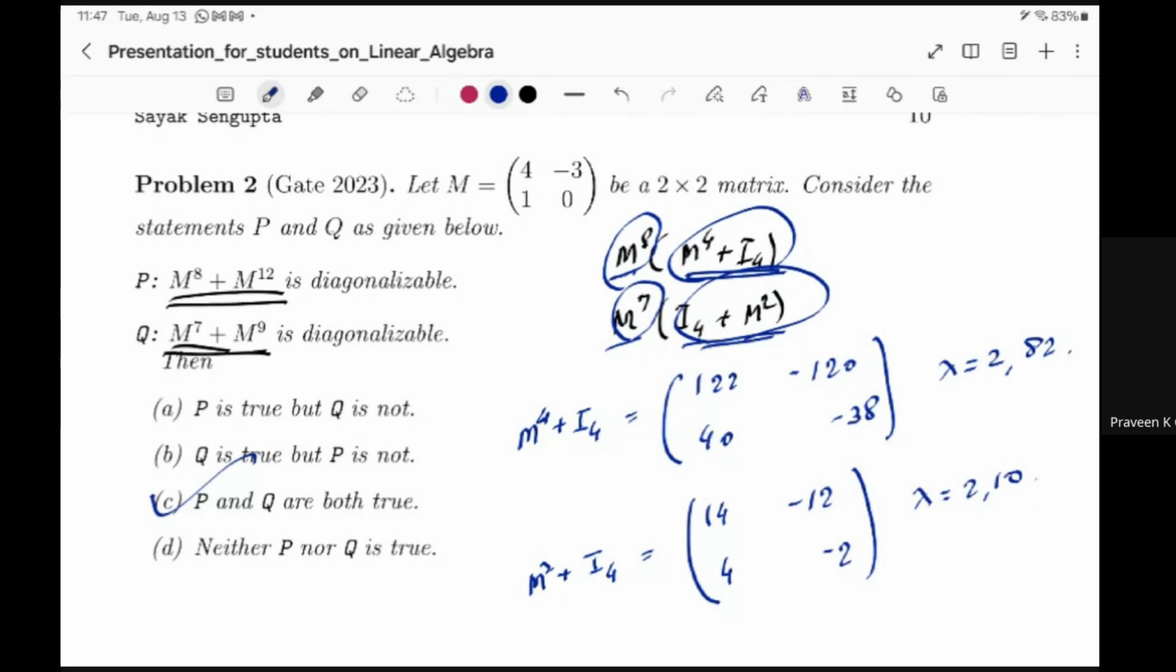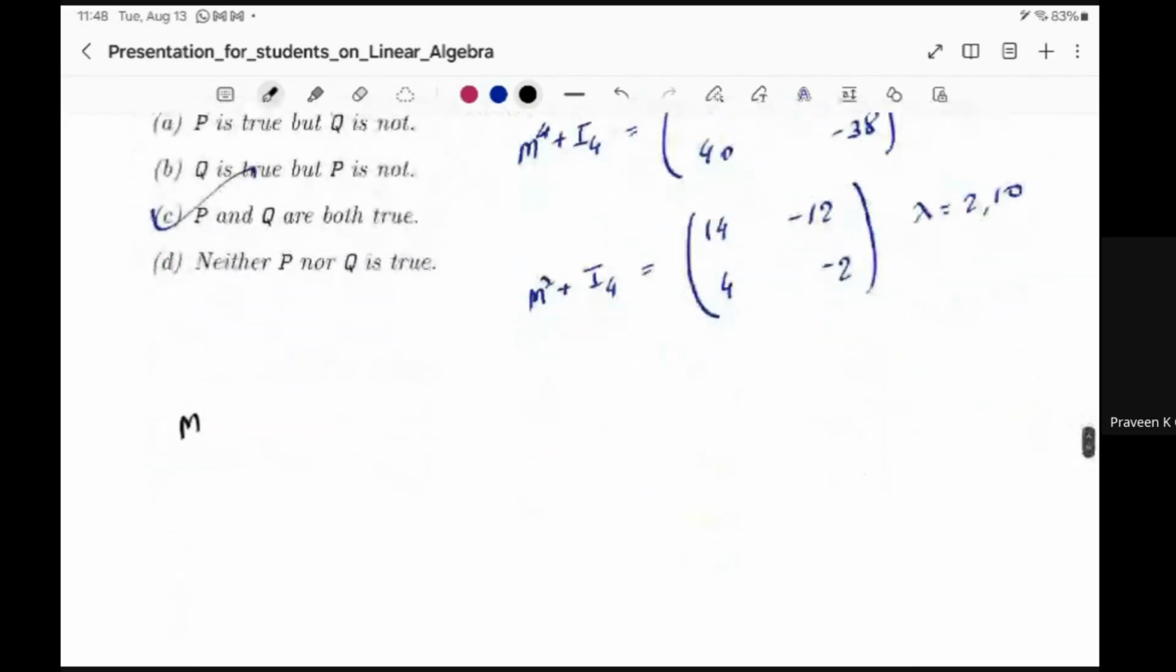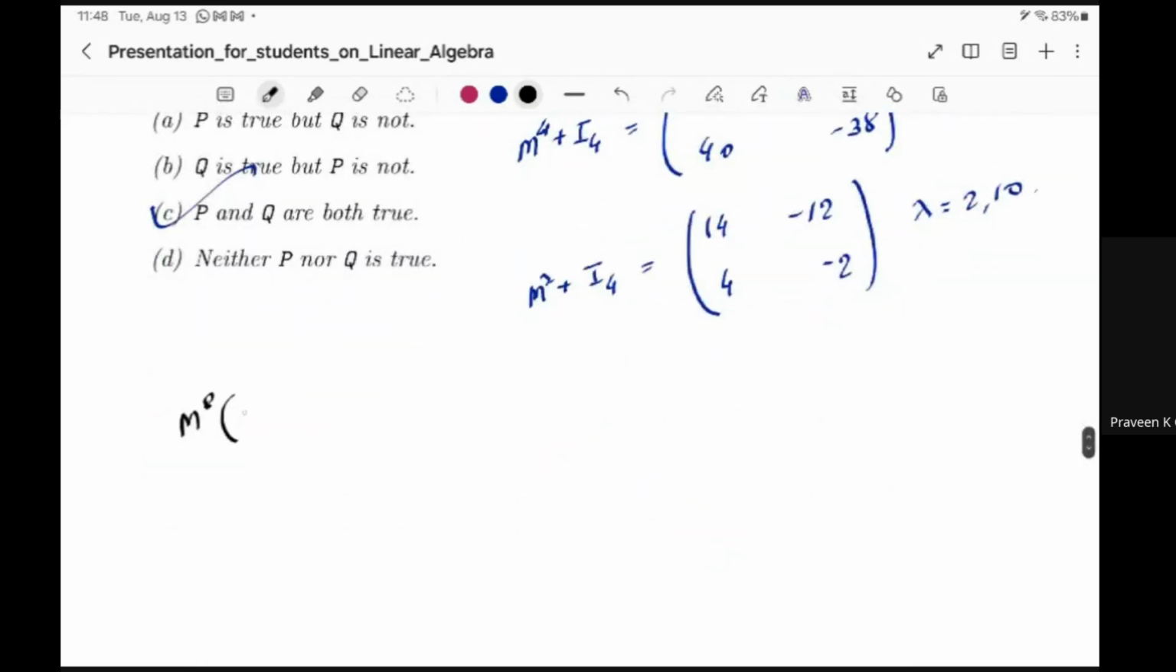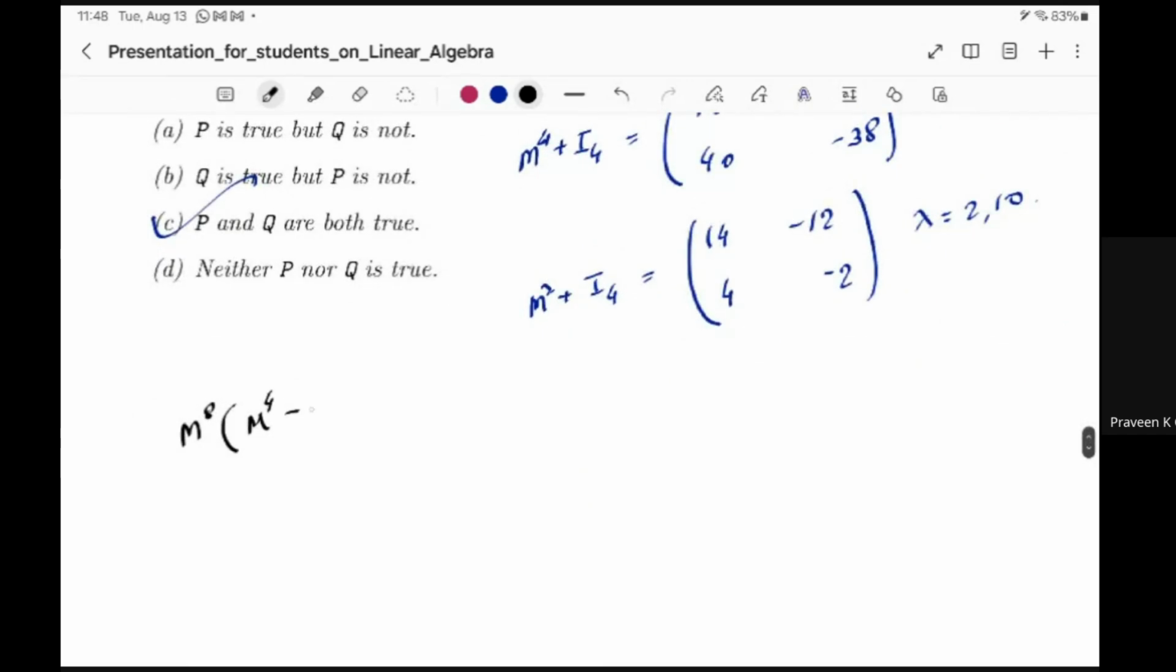Here we found out that M to the 8 and M to the 7 will be diagonalizable. But then how did we verify that the product M to the 8 and M to the 4 plus I4 commute? Oh, I did not actually verify that, but it's not hard to do. M to the 8, and the other one is M to the 4 plus I4.